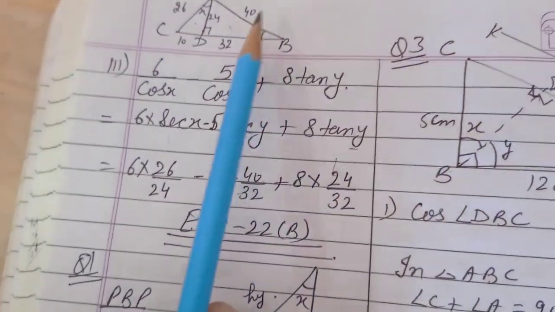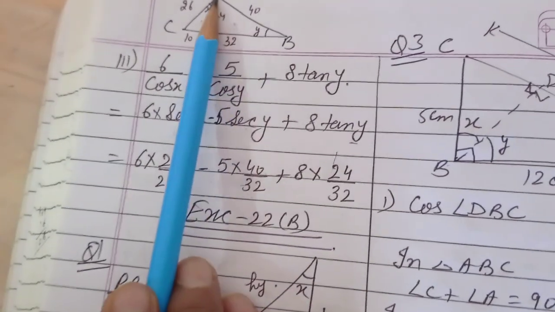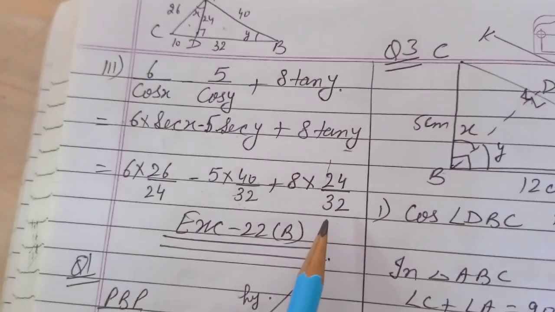Again the given angle is y. We need to take this triangle. Tan is equal to perpendicular over base. Perpendicular is 24 and base is 32. Now you have to solve yourself.